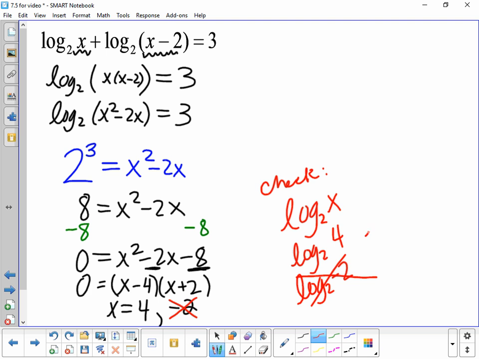Our other log is log base 2 of x minus 2. If we substitute our x value 4 into that one, it does also work. It'd be the log base 2 of 2. So our solution x equals 4 is a good one. And so we have the solution x equals 4.